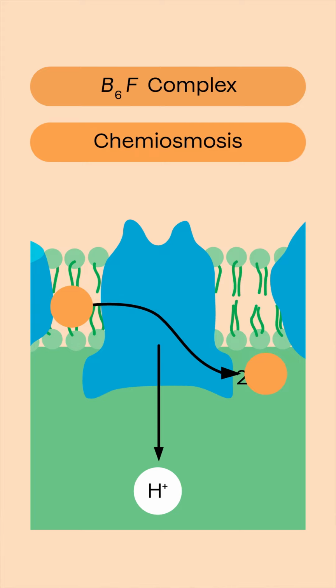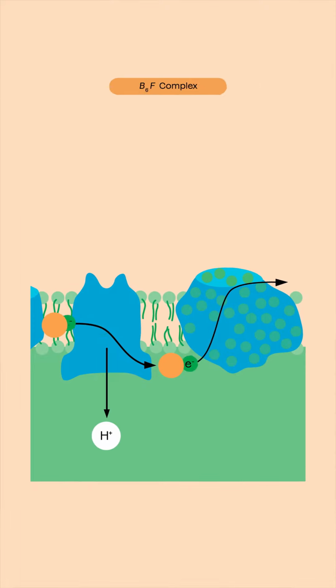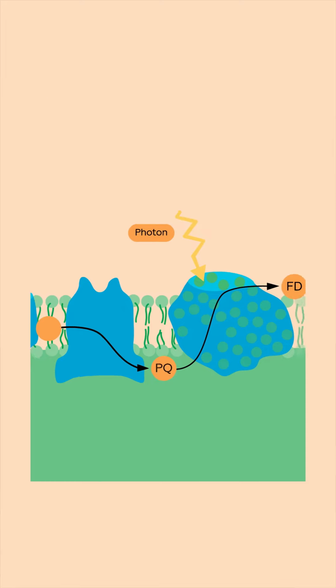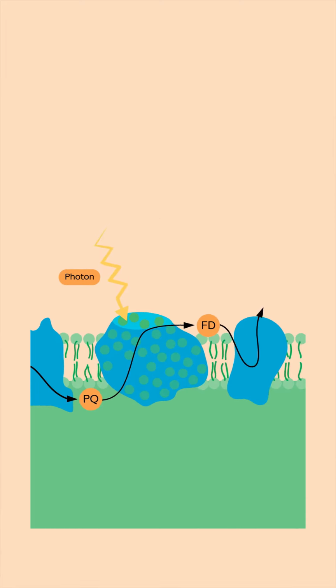Meanwhile, the electrons that provided energy to the B6F complex are passed along to photosystem 1. Photosystem 1 captures longer wavelengths of light than photosystem 2. While photosystem 2 plucks electrons from H2O molecules, photosystem 1 can only receive electrons that have been passed along from photosystem 2. The electrons that are re-excited at photosystem 1 are passed to another carrier, which uses them to reduce the acceptor NADP+ to NADPH. This marks the end of the light-dependent reactions.